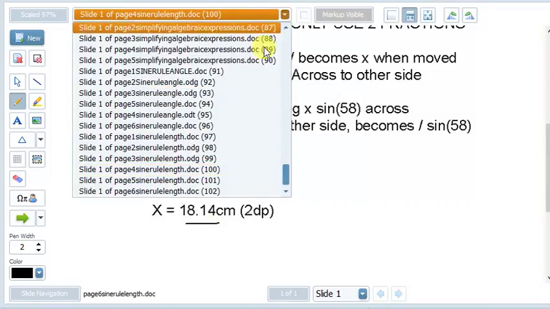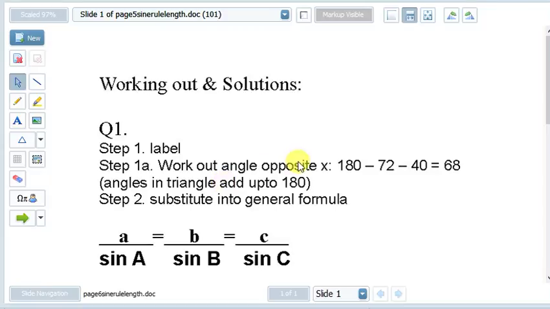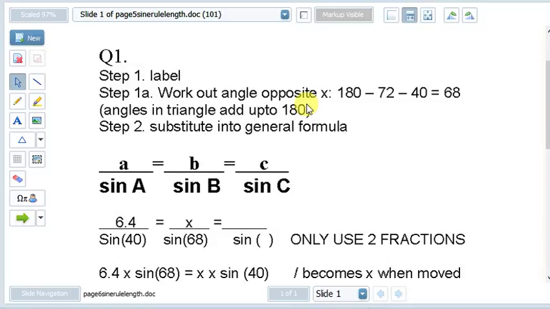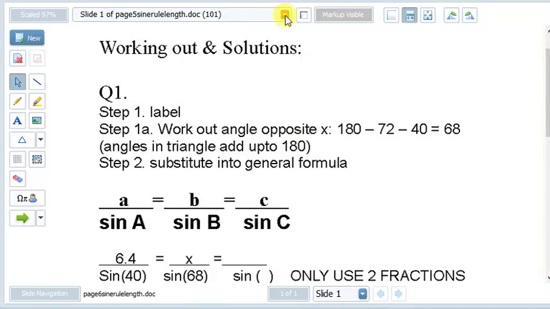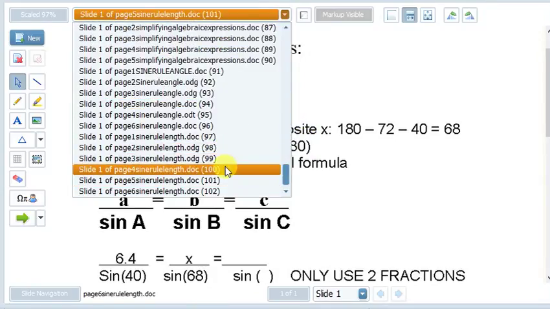Okay, so well done if you managed to get that one correct. And let's go through question 2. So question 2, and let's label our triangle first.